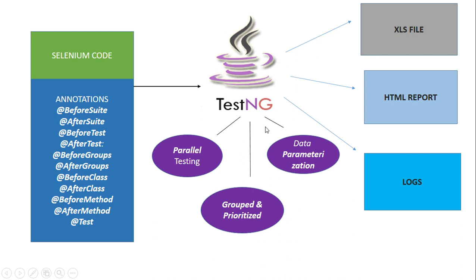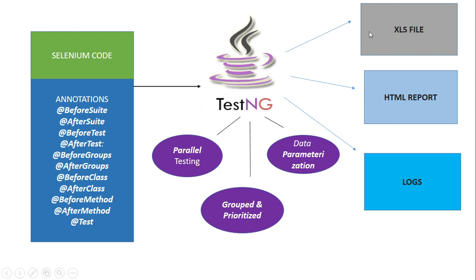TestNG is a framework. It is the most widely used testing framework in automation testing suites. Then what does it include? First, the tester will write the business logic for the test and insert these TestNG annotations. The advantages of TestNG are that parallel testing is possible, grouping and prioritization of testing are possible, and data parameterization is also an advantage.